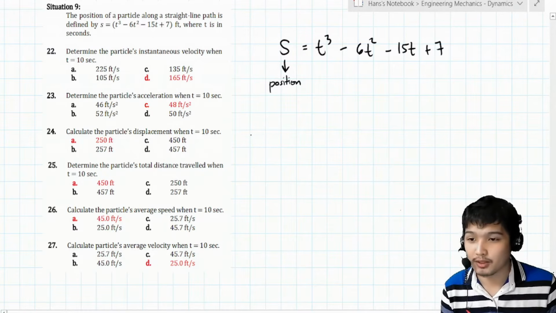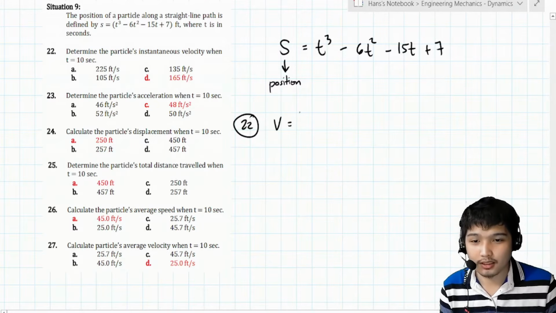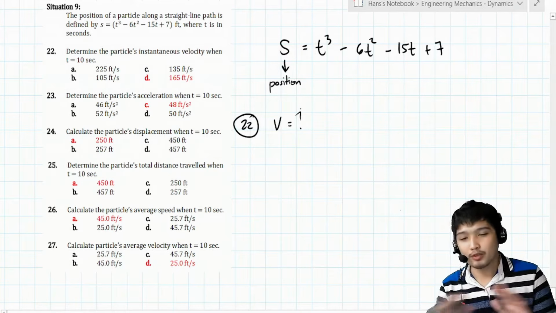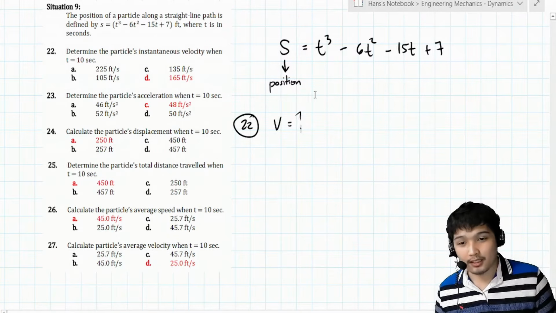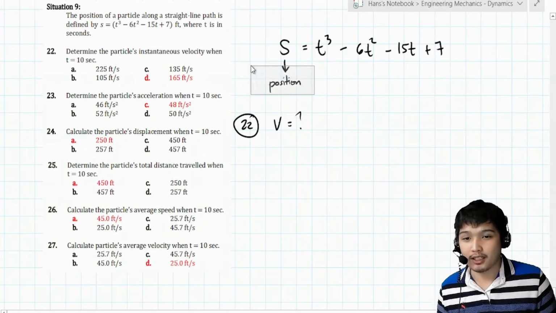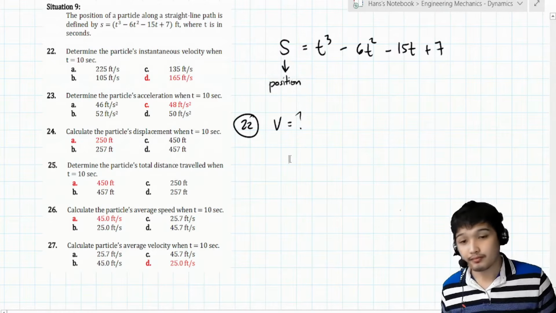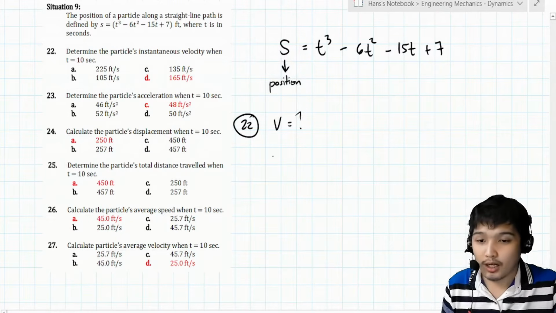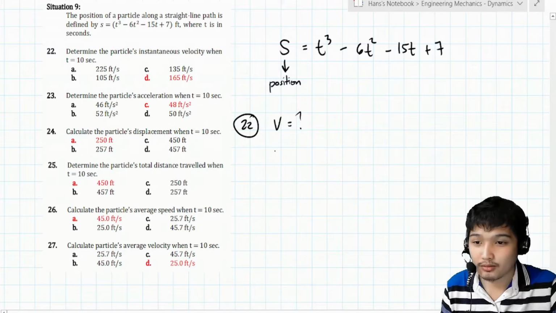Let's start first with 22. Okay, 22 first, guys. It is asking for the velocity, so we'll come back to that later. Forget for now what I'm saying, but just remember that what this defines is position. So how do we solve number 22, which is asking for the instantaneous velocity?